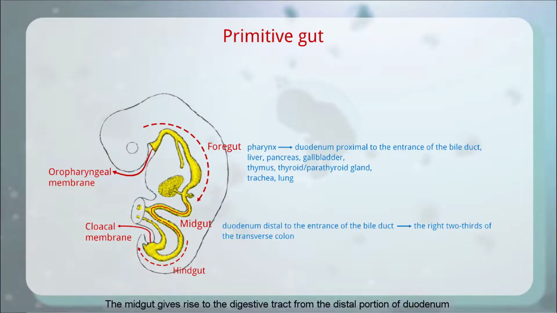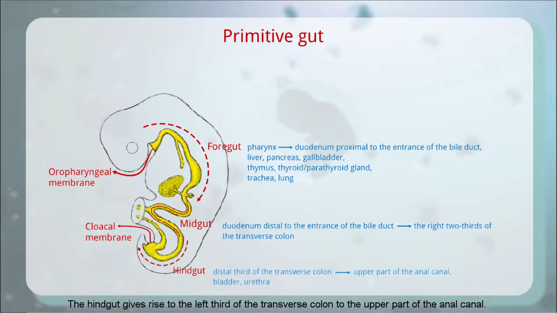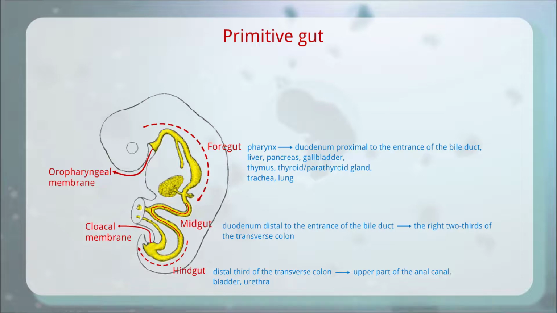The midgut gives rise to the digestive tract from the distal portion of the duodenum to the right 2/3 of the transverse colon. The hindgut gives rise to the left third of the transverse colon to the upper part of the anal canal. It also participates in the development of the bladder and urethra.